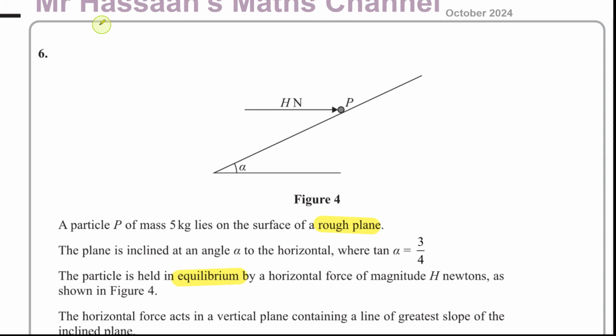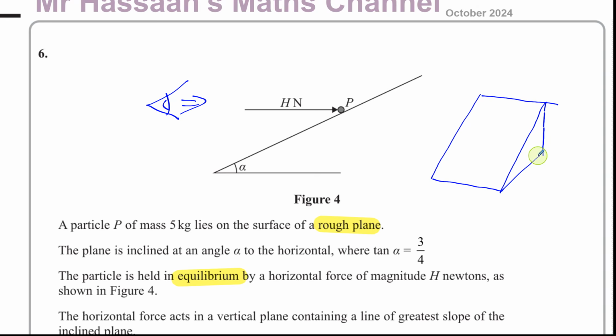What does that mean? As many of you ask, well, imagine you're looking at this plane at an angle. You would see something, kind of making it three-dimensional. You would see a plane, and you'd see this particle P on the plane. What they're saying is that basically the force that's horizontal acts kind of in a vertical plane.